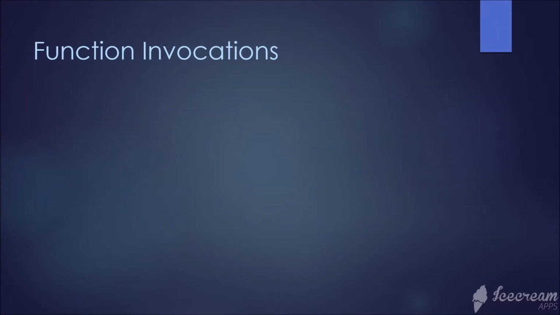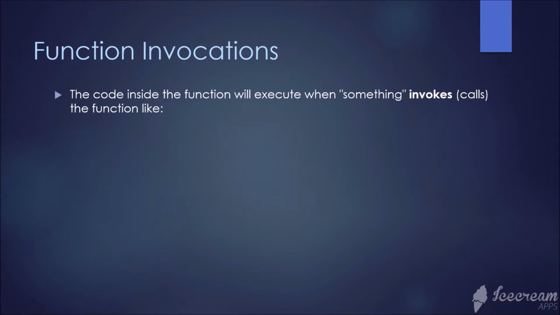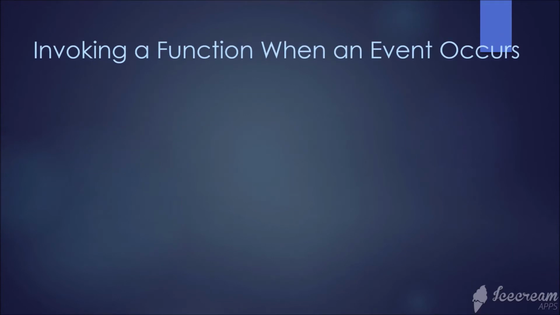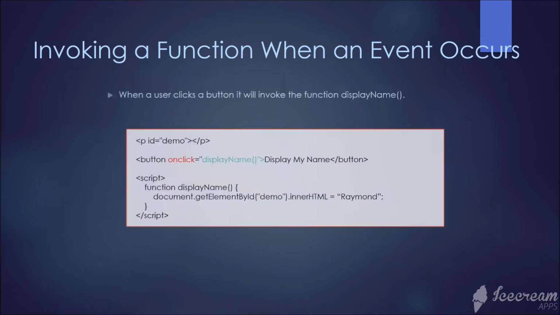Okay, so function invocations. The code inside the function will execute when something invokes or calls the function, like when an event occurs, when the user clicks a button, when it is invoked or called from JavaScript code, or just automatically, which we call self-invoke. Okay? So let's start now with invoking a function when an event occurs.